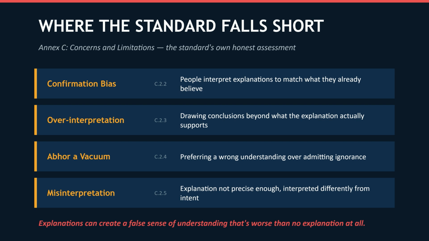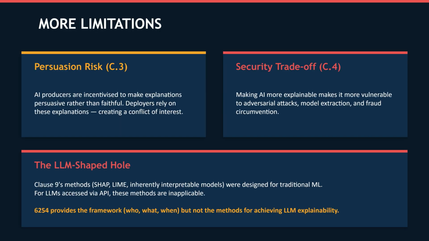So think about that. The standard itself is warning you that producing explanations can create a false sense of understanding, and that's worse than having no explanation at all. So there are 3 more limitations to flag. First, the persuasion risk from Annex 6.3. AI producers are incentivized to make explanations persuasive rather than faithful because they want you to adopt their system. Deployers rely on these provider-generated explanations, which creates an inherent conflict of interest. The people producing the explanations benefit from them being reassuring, not necessarily accurate.